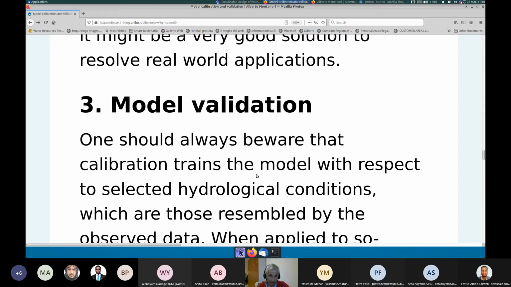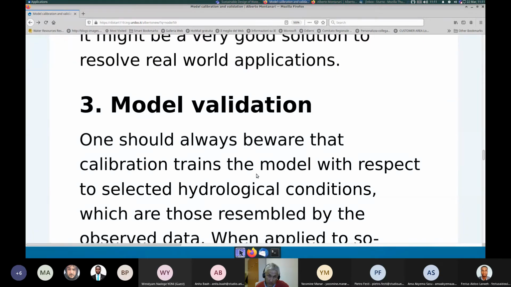Why is that? Because the model, if it works well in calibration, may still be poor in reproducing a situation that is new to it. So let me make another example. You make a trial and error procedure or an automatic calibration procedure, and you optimize the functioning of the model with respect to a specific situation.